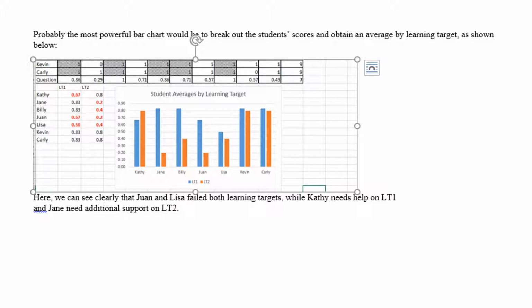But some of them follow a very predictable pattern. Jane has not mastered learning target 2, 3-digit. Billy has not mastered it. And Juan and Lisa have not mastered either learning target. So this really is a powerful bar chart that tells you very quickly what students need to work on.